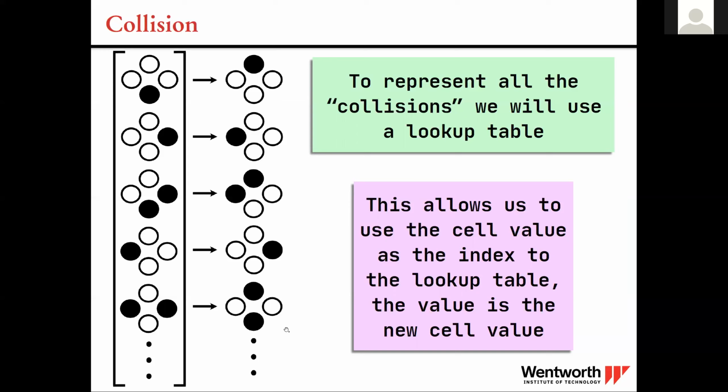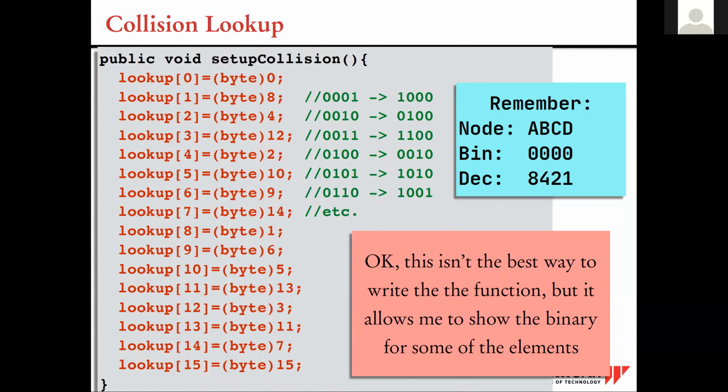Down here at the bottom, the one I put in here, this is one of the actual collisions. We have a left-right head-on collision. At the end of that, when I send this through the lookup, it's going to give me an up-down collision. This is super easy to program. And it's what's going to be in the setup collision function. My caveat here is this is not the best way to write this, but it gives me a chance to show you what happens with the binary.